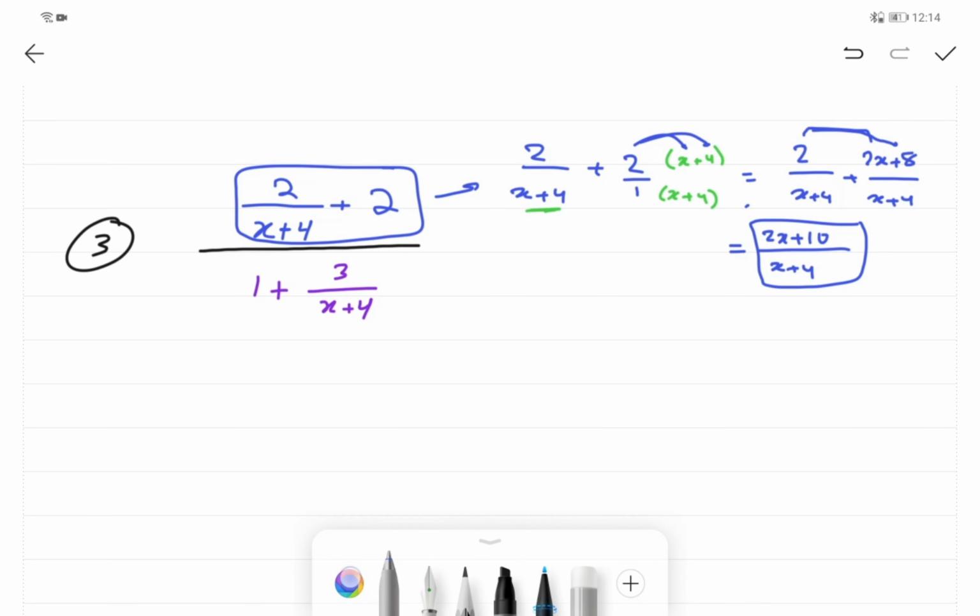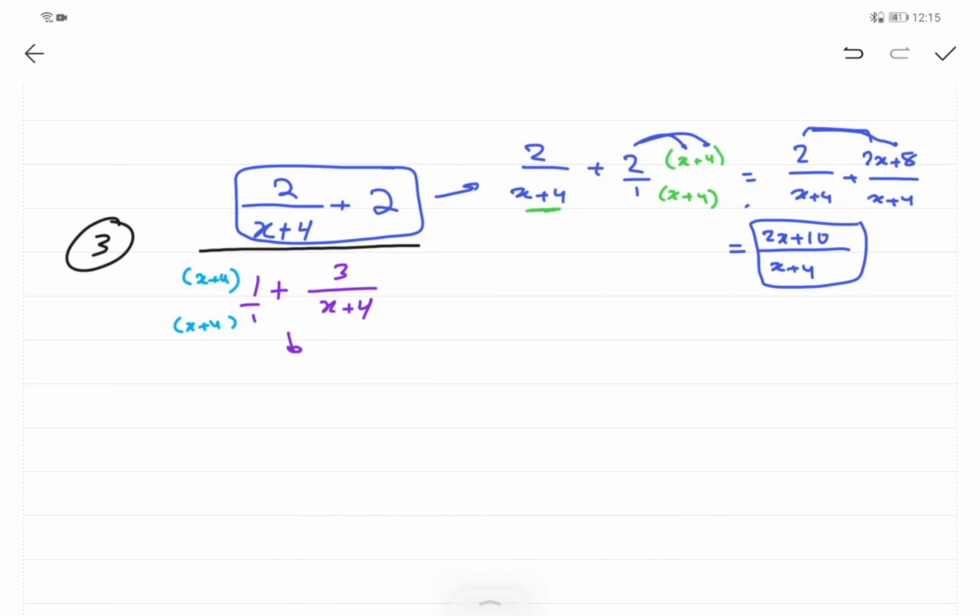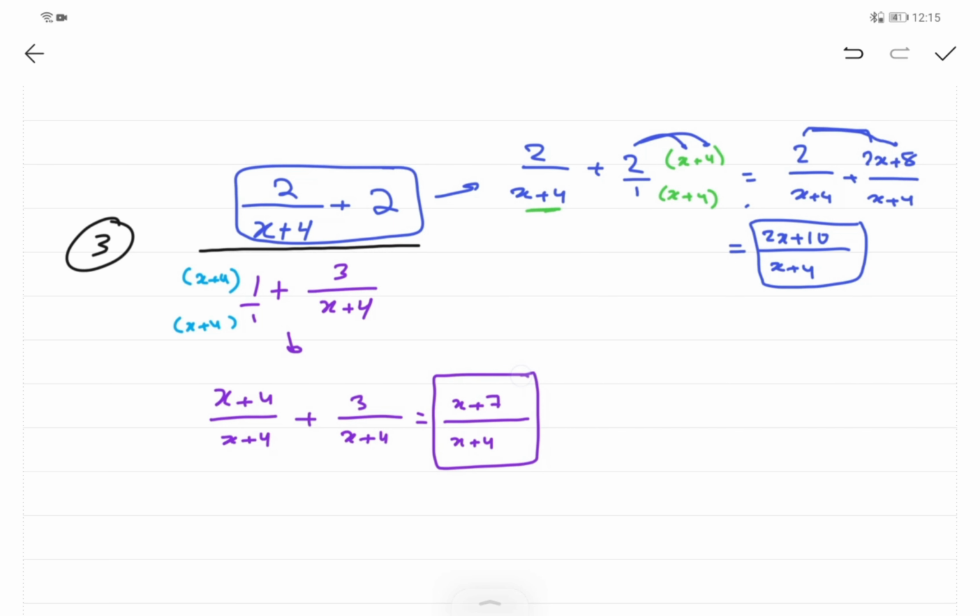Now let's deal with the bottom one, or the denominator. Now this becomes over 1, so we need to multiply top and bottom by x plus 4 to make it the same denominator. So it becomes x plus 4 over x plus 4 plus 3 over x plus 4. Now since we have the same denominator, we combine the numerator. So x plus 4 plus 3 is going to be x plus 7. So this is the denominator.